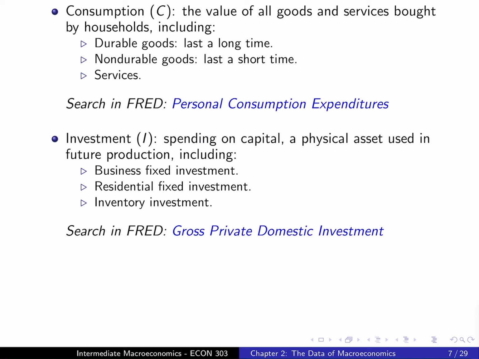Investment, I, refers to spending on capital goods, physical assets used in future production. It includes business fixed investment, such as spending by firms on equipment, structures, and intellectual property. Residential fixed investment, such as spending on new housing by households and landlords. Inventory investment, such as additions to firms' inventories of goods produced but not yet sold. You can click the link to look up gross private domestic investment.